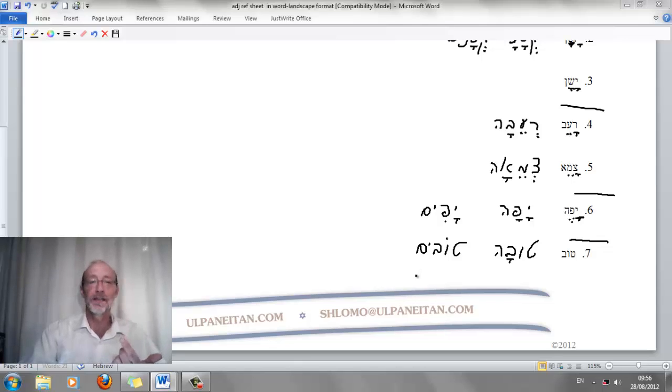Just prior to that, in lesson 13, and at the beginning of today's class, we reviewed the gender of the noun. And in the next class, the upcoming class, we'll be able to take a look at how these two words, the noun and the adjective, integrate together in Hebrew.